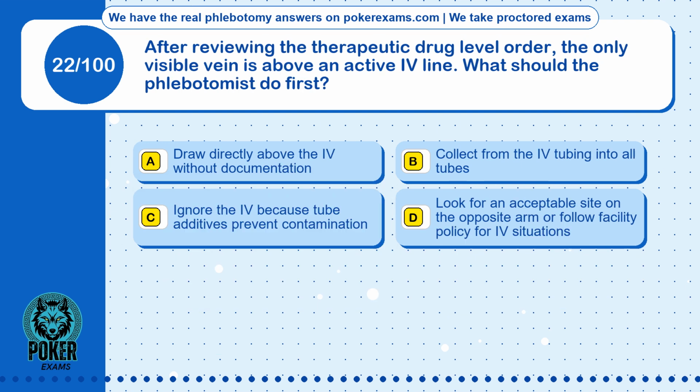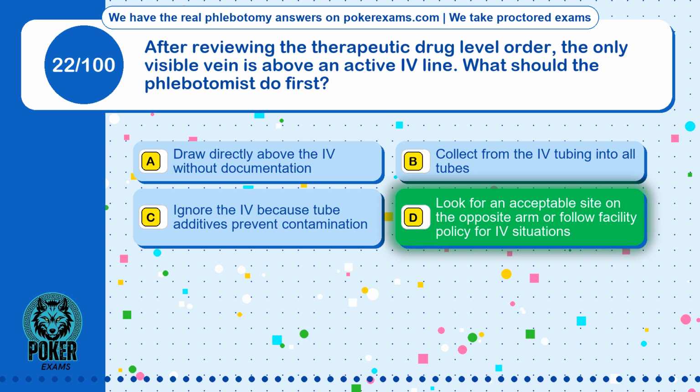Question 22. After reviewing the therapeutic drug level order, the only visible vein is above an active IV line. What should the phlebotomist do first? Option A, draw directly above the IV without documentation. Option B, collect from the IV tubing into all tubes. Option C, ignore the IV because tube additives prevent contamination. Option D, look for an acceptable site on the opposite arm or follow facility policy for IV situations. The correct answer is option D.